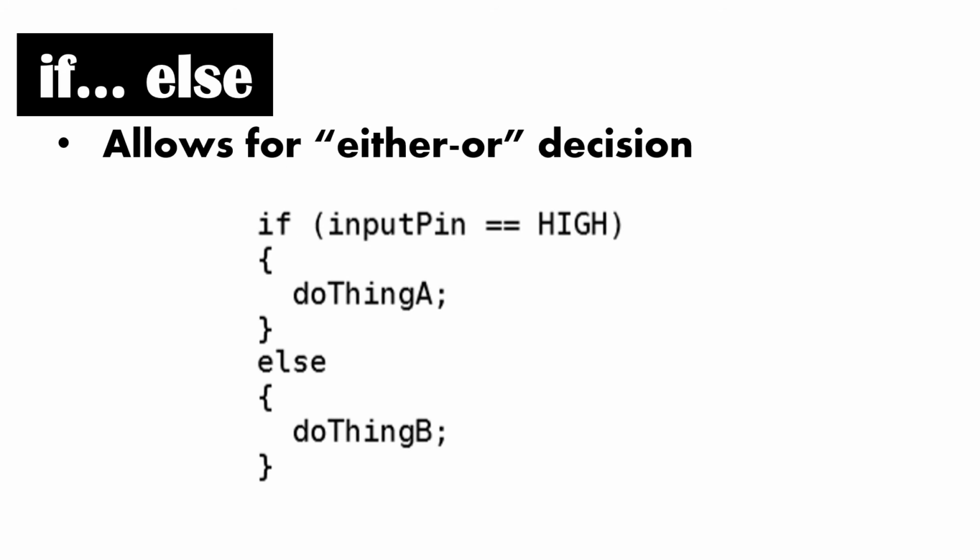Kanina, previously, we have just discussed if. This time, we have if-else statement. So, if-else allows for either or decision. Same thing, you can set conditions here. So, the first condition is this one. And if this is met, then you can have the Arduino do this.